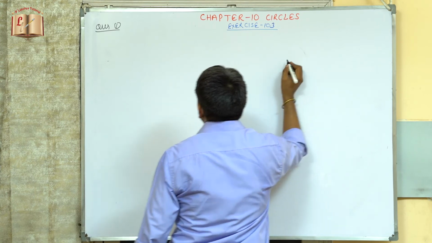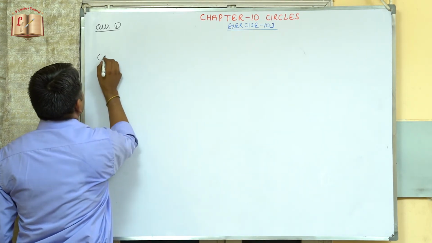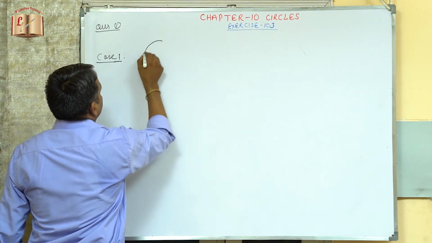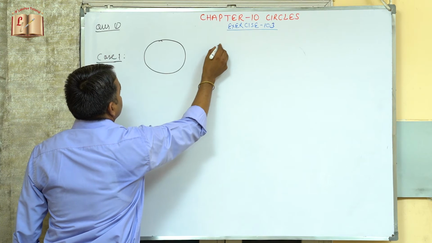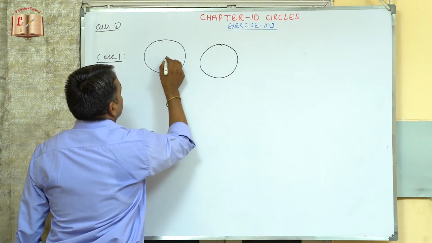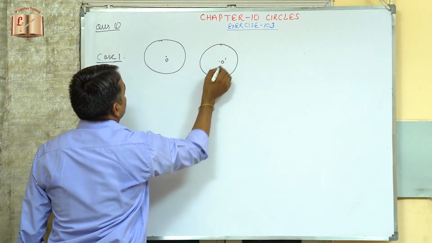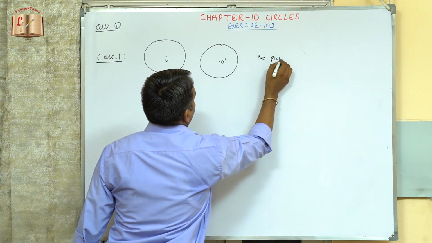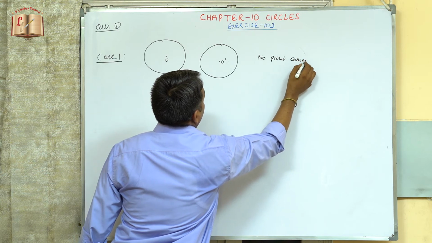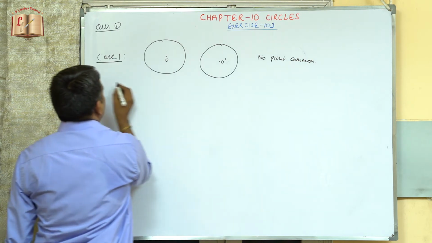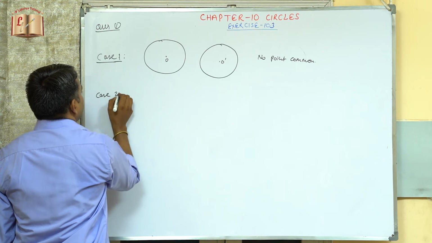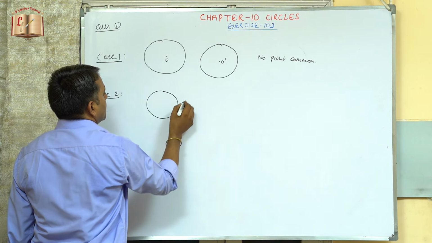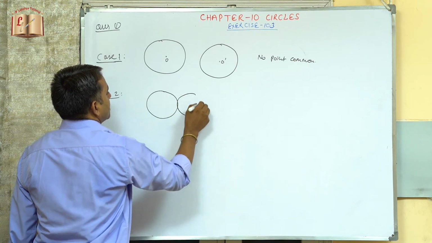Suppose we take case 1. This is one of the circles and this is another circle. This is O and this is O dash. So in case 1 there is no point common. If we take case 2, suppose this is a circle and this is touching it externally.